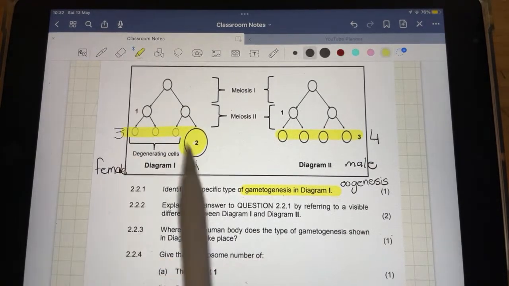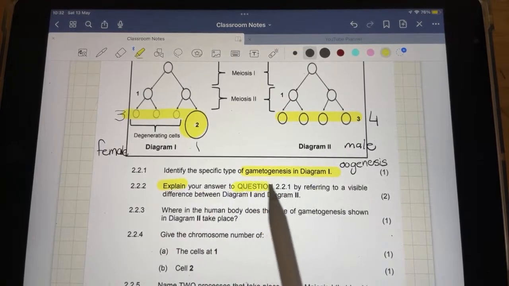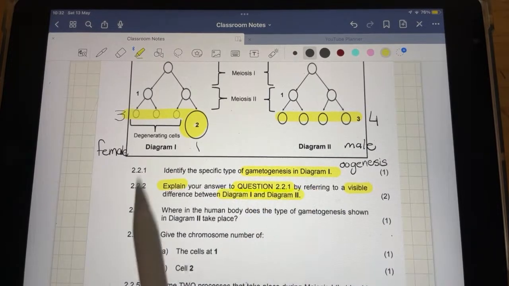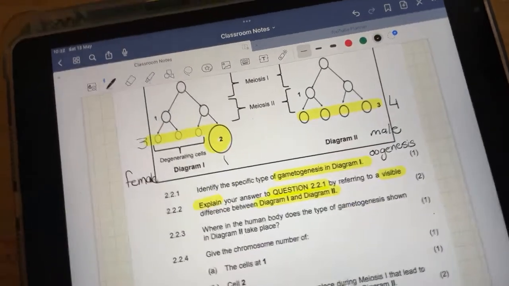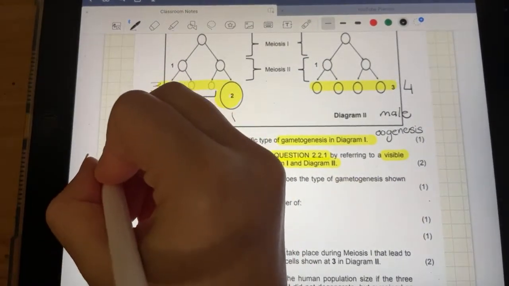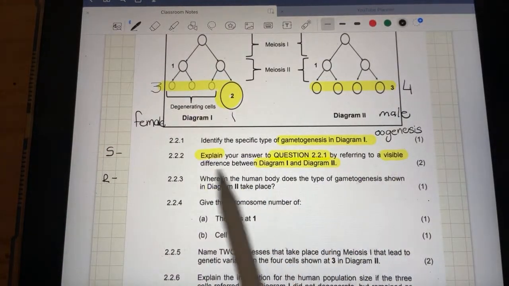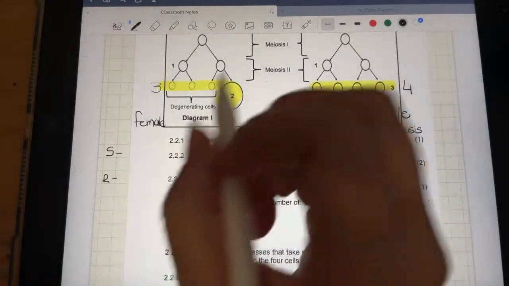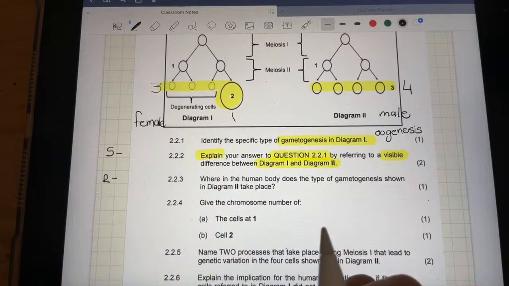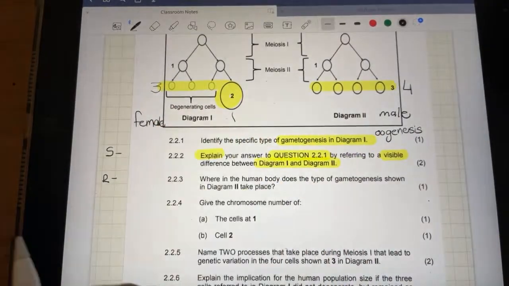That's all that matters. Number 2, explain your answer to question 2.2.1 by referring to a visible difference between diagram 1 and 2. This is nice and great. So remember, for all explain questions, to get full marks, we want to give a statement and we want to give a reason, right? So explain your answer by referring to a visible difference. So statement. Our statement could be about the number of gametes, right?